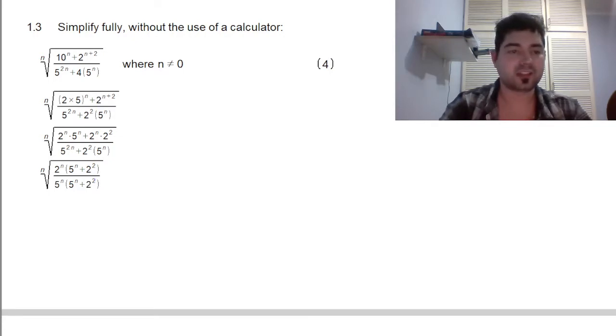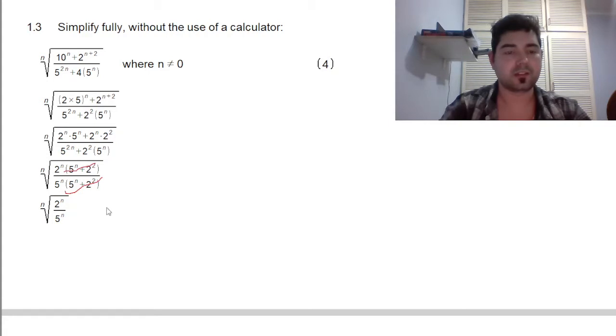What we're going to do next is just cancel that common bracket. So you see that it's not just a coincidence here. One of these brackets on the top and the bottom are identical. That means we factorized correctly. So I've gone ahead and I've cancelled those out. And what are we left with? We are just left with the nth root of 2 to the power of n over 5 to the power of n.